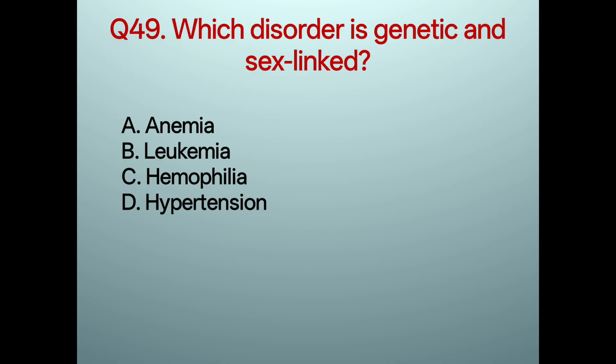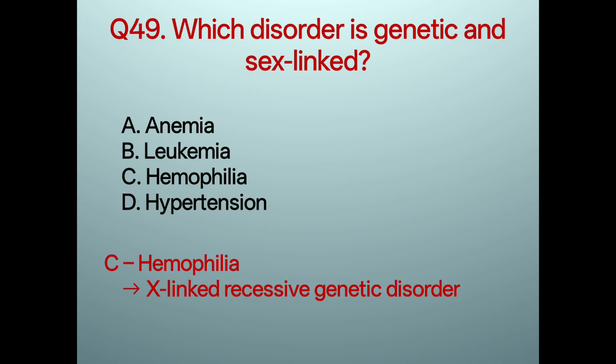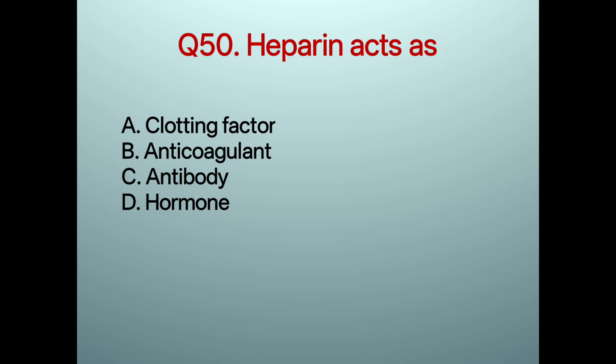Which disorder is genetic and sex-linked? Anemia, leukemia, hemophilia and hypertension. The correct answer is hemophilia. X-linked recessive genetic disorder. And the last question, heparin acts as clotting factor, anticoagulant, antibody and hormone.